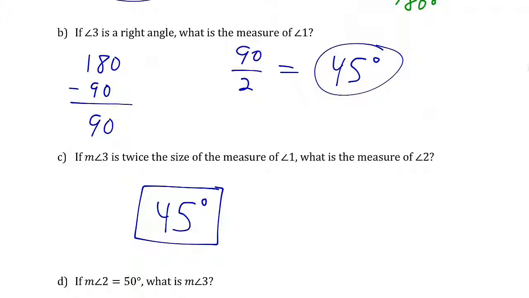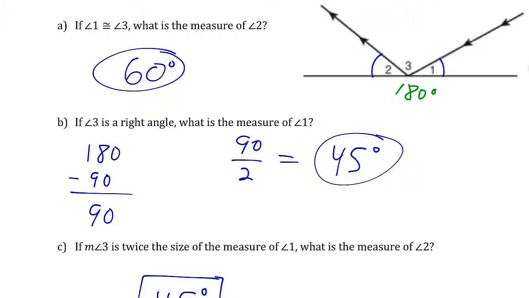Last one, it says angle 2 is 50. What is angle 3? So I'm going to go back up here. We know angle 2 is 50. And remember, in all of these problems, angle 1 is the same as angle 2. So that means that one also has to be 50. So the question is, what's left for angle 3?